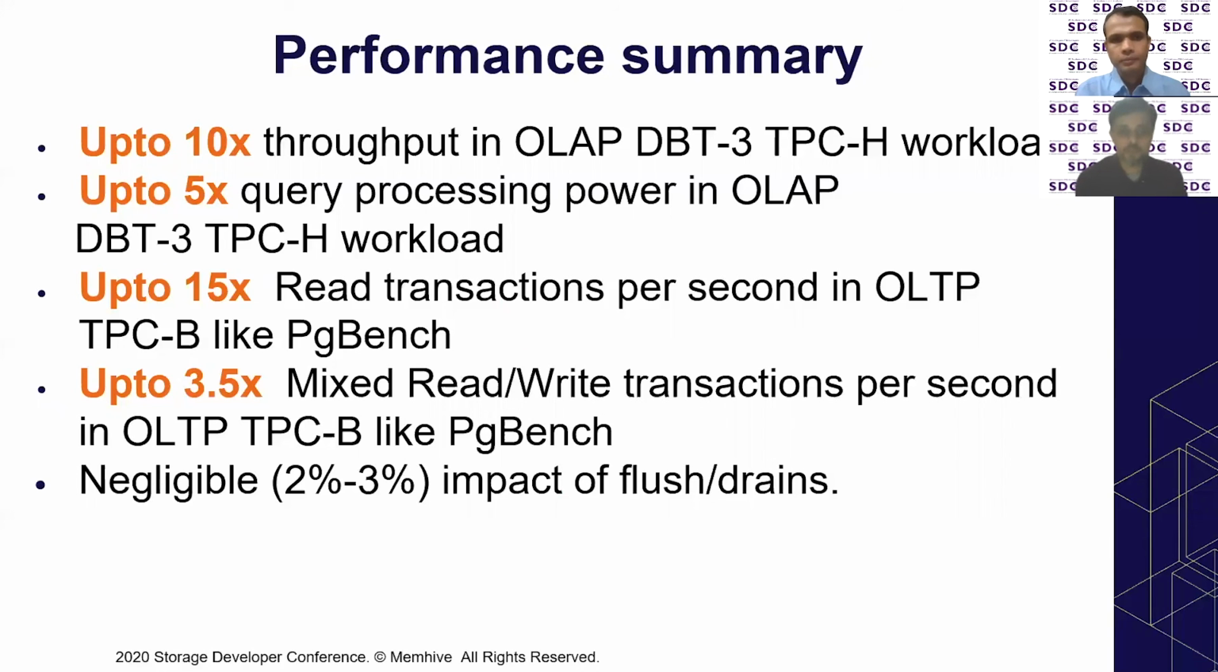Been 3.5x of the regular Postgres. The impact of flush and drains that comes with persistent memory is quite negligible. Even if you have flush and drain, it's just varying the performance by only 2 or 3%. So that means, if you don't actually want the store to be consistent across reboots or something like that, that is also possible, but that could give you just 2 or 3% extra benefit. That's about it. Next.